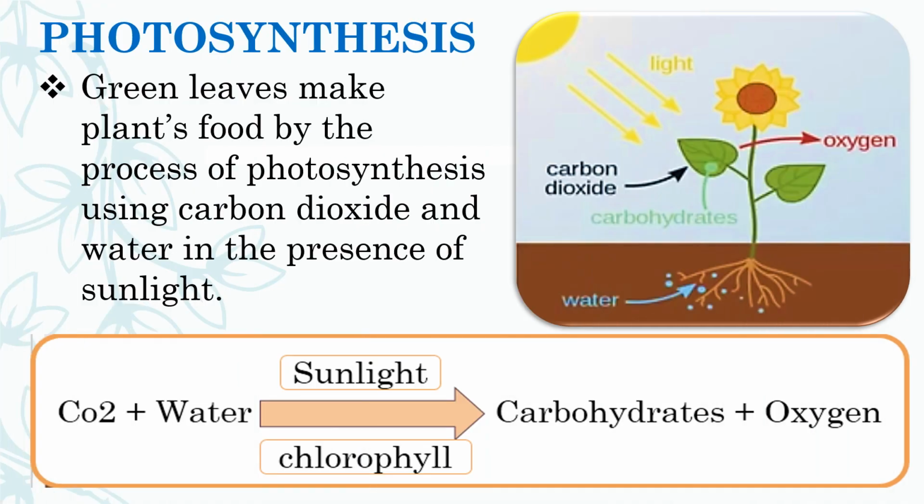Leaves absorb carbon dioxide from the air and water and minerals from the soil, and in the presence of sunlight and chlorophyll. Chlorophyll is a substance which is present in green leaves which helps in the process of photosynthesis. So, in the presence of sunlight and chlorophyll, the leaves produce carbohydrate in the form of starch and release oxygen. This is the process of photosynthesis.